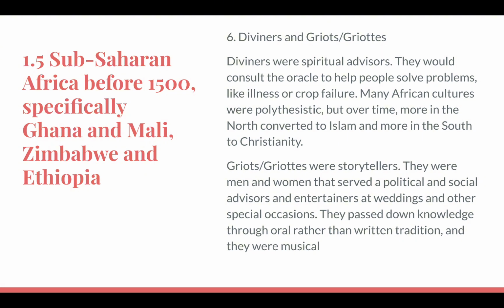They were men or women that served as political and social advisors and entertainers at weddings and other special occasions. They passed down knowledge through oral rather than written tradition, and they were musically talented.